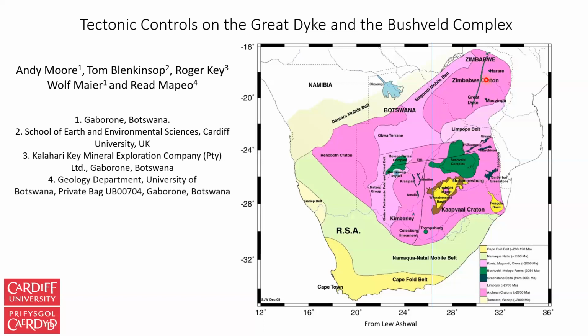Anyway, the premise of this talk is indeed that we have the Great Dyke in the Zimbabwe Craton, geographically not so far away today from the Bushveld complex and Mapeo Farms complex. What can we learn from comparing these two world-class mafic intrusions? And I would have to say that this talk is triggered really by my collaboration with Andy Moore, and I'd also like to acknowledge all the other co-authors that are listed there.